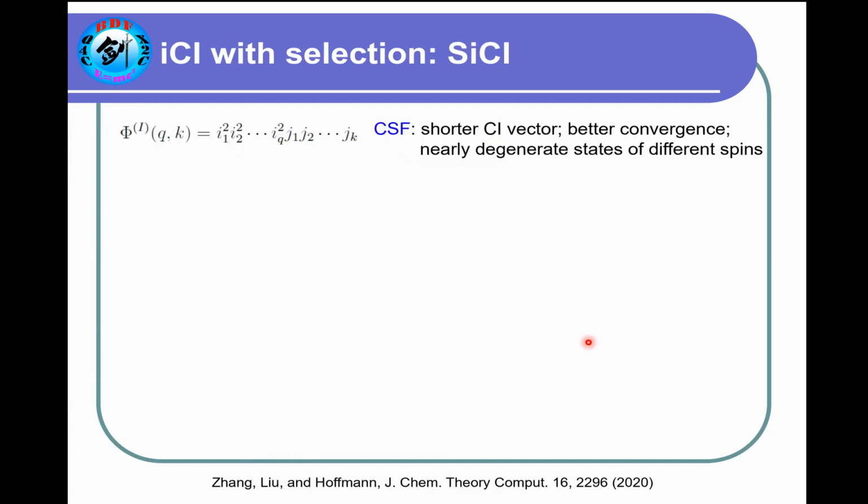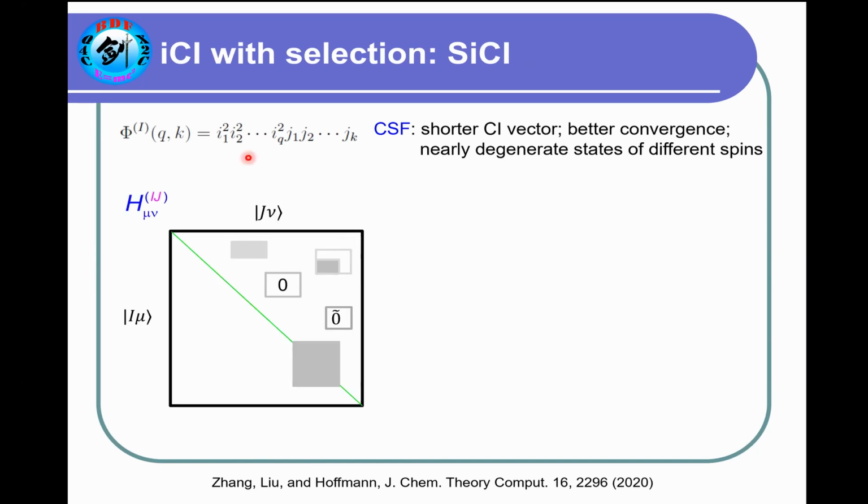Of course, iCI is a very expensive method, just like full CI, because it is brute force. So far we have not introduced any cutoff. The point is that if you look at the Hamiltonian matrix elements, this is very sparse. Some blocks of the matrix are strictly 0 because the Hamiltonian has only two-body operators, and some of the matrix elements are near 0. And some block matrices are partly non-zero, partly 0.